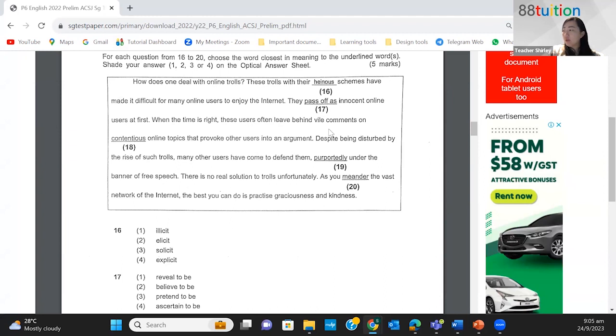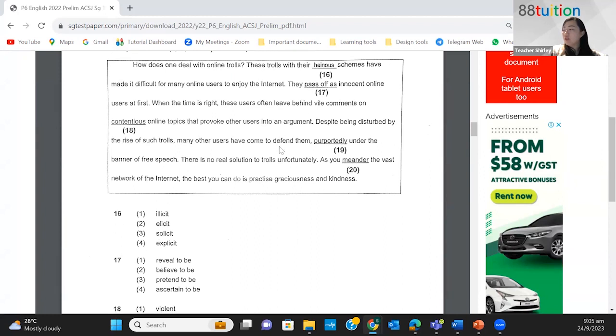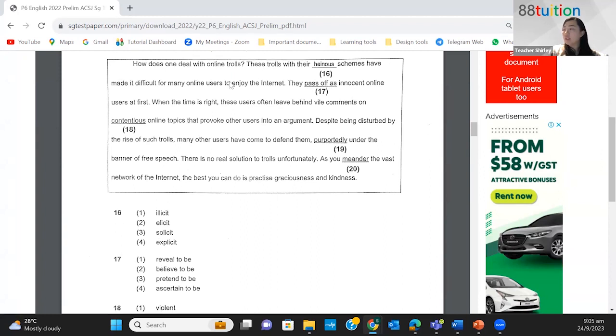Okay, so same thing, for example, question 17, they pass off as. So pass off as innocent online users at first. So which of these actually tells us that, or rather, which of these has the closest meaning to pass off as innocent online users? You get it? Yeah? Is it okay? Any questions for this one?